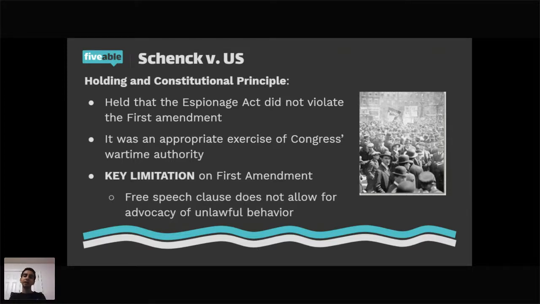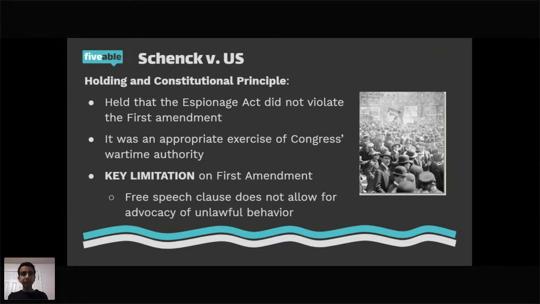You know how in the last one I talked about how with Tinker versus Des Moines, our First Amendment rights were bolstered, they were increased because there wasn't really any disruption. And with New York Times versus the United States, I talked about how unless it was really a threat to national security, you can't stop something from going into the newspaper. With this one, this is a key limitation on the First Amendment. The Free Speech Clause does not allow for advocacy of unlawful behavior. So if you're advocating for something that clearly goes against the law, the Free Speech Clause does not allow for that.